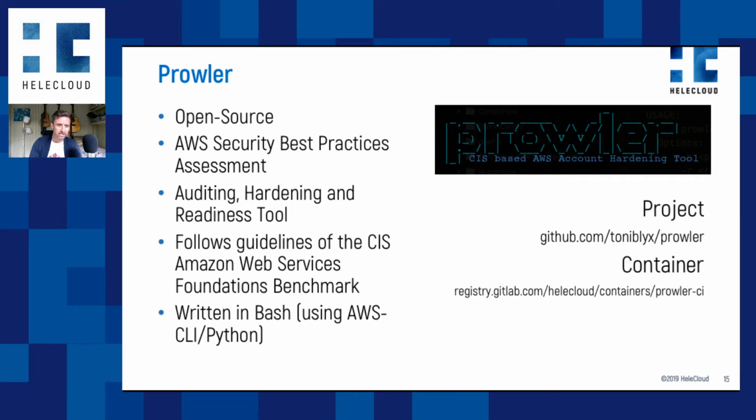And please put things in the comments if you want to disagree with me or have some other things that you want to follow through. This is based around the CIS Amazon Web Services Foundation benchmark, and it's written mainly in Bash using some AWS CLI and Python to do that. And you can see we've got a container that you can run there, and I'm actually going to give you an example of running some of these containers inside GitLab CI shortly.